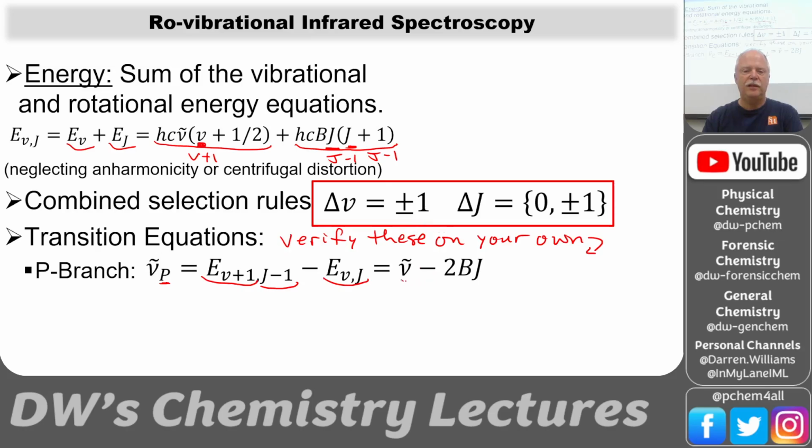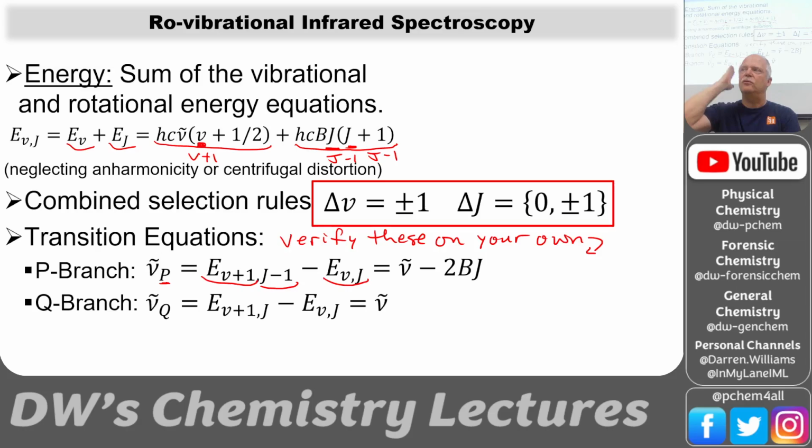You get the vibrational energy difference minus 2B times the quantum number J. And then for the Q branch, delta J is 0, so we don't have any changes to the J's, and so when we do the subtraction, all of the rotational pieces disappear. We just have the vibrational energy difference. So it's just the vibrational frequency. So that Q branch falls right on the vibrational difference.